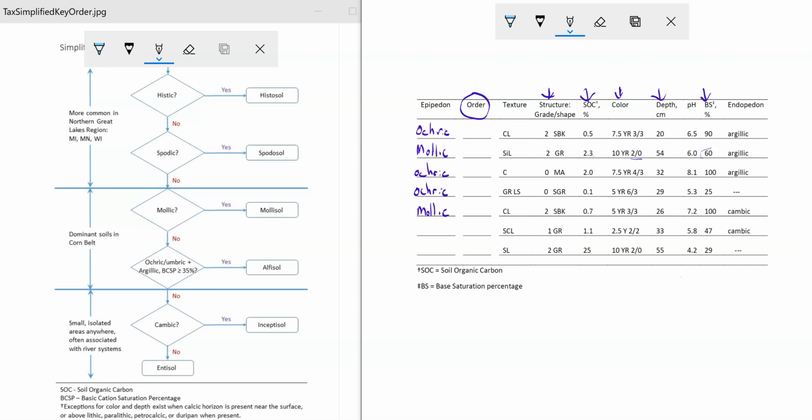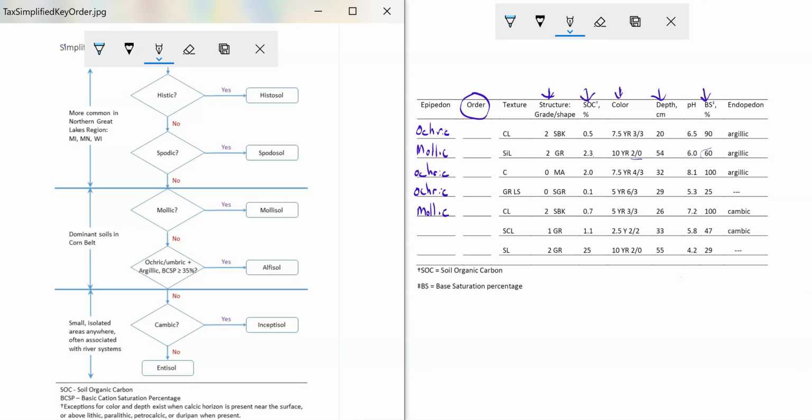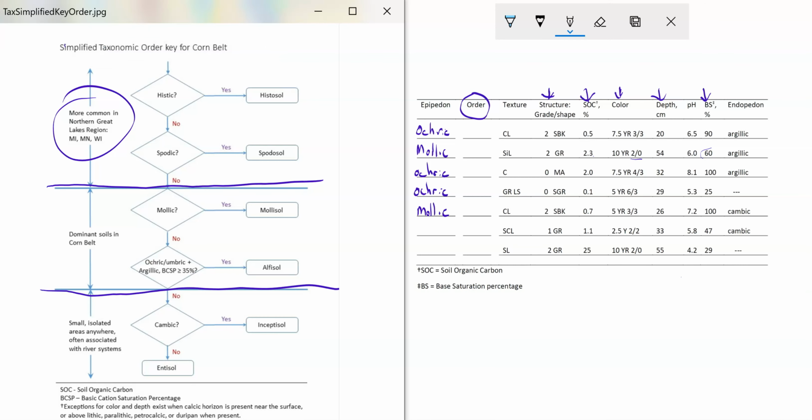So as we're working through this, for the order, we're going to go through the list of questions that it gives us. This is a simplified key again, so we have soils that are more common in the northern Great Plains or the northern Great Lakes region. Then we have the dominant soils in the Corn Belt, and then we have soils that you might find anywhere. These soils each have unique characteristics or diagnostic horizons.